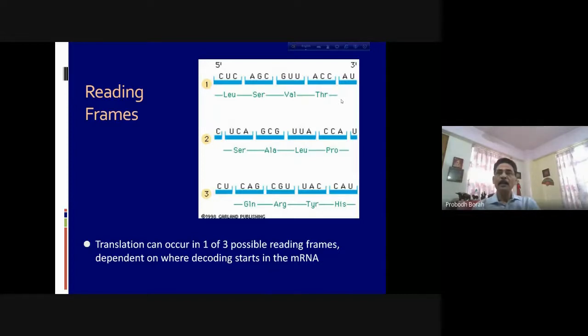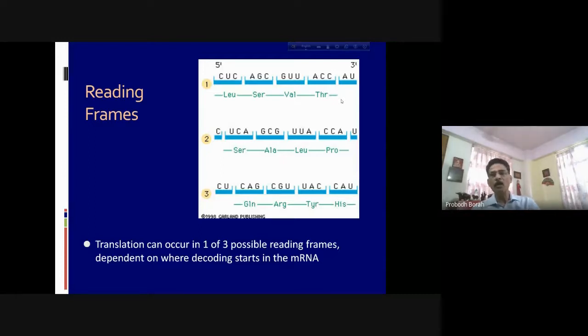So what we do to find a coding sequence is first read the sequence in three different frames and find out which particular frame contains no stop codon in between for sufficient length, so that it can represent a coding sequence. So that is the first and foremost property of a gene.